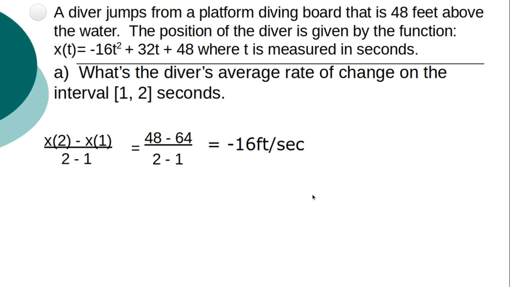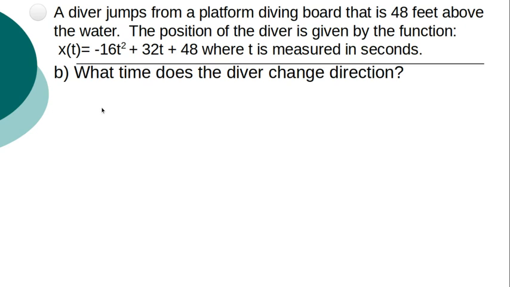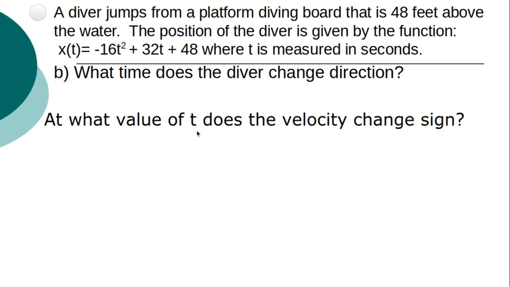Okay, so let's look at part B. Same question, but at what time does the diver change direction? So we need to think about how we use this function to determine that. For a diver to change direction, this diver is jumping up and then goes down. So we're not really going to use the position, but the velocity. Since velocity can be positive or negative, we're really asking at what value of t does the velocity change sign, from positive to negative or negative to positive.